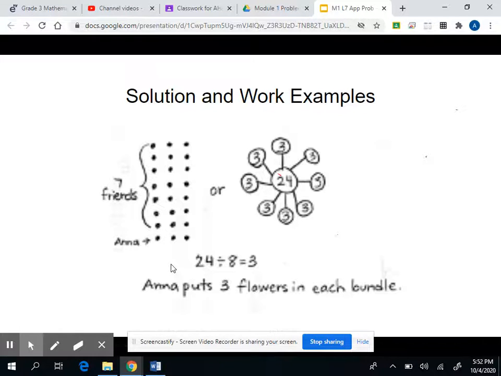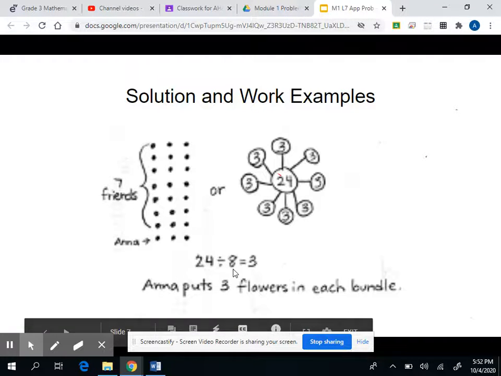So you could have drawn out 8 equal groups and split 24 up. Maybe you drew an array. You knew, okay, there's 8 friends, so we're going to have 8 rows, and you did it that way. But when you split 24 into 8 equal groups, you get 3 in each group. So Anna puts 3 flowers in each bundle.